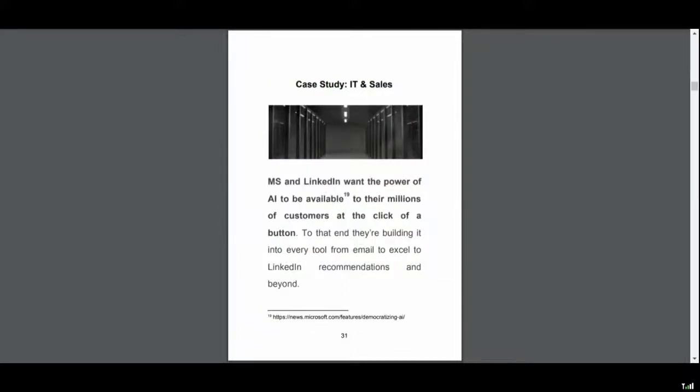Now, the big name, Microsoft. They own LinkedIn now. They want today's AI to be available to millions of their customers at the click of a button, so they're building it into everything. You get it in your email when it suggests what words to put into your reply. You've got it in Excel. You've got it in LinkedIn around recommendations, who to connect with.